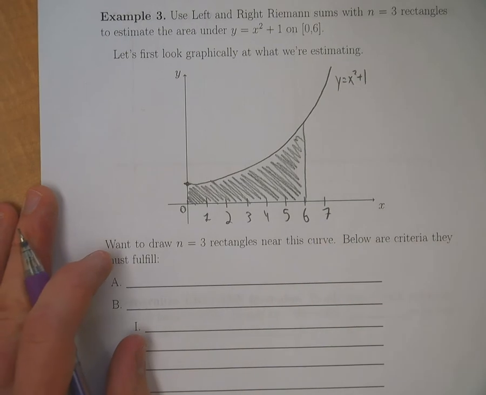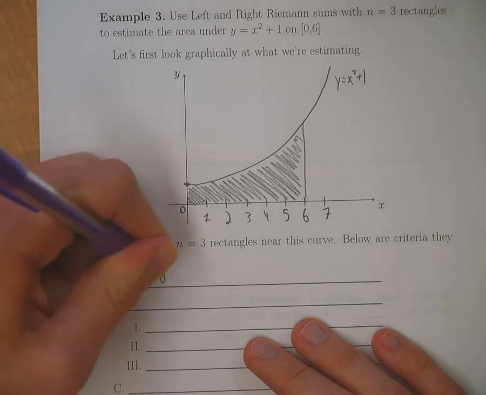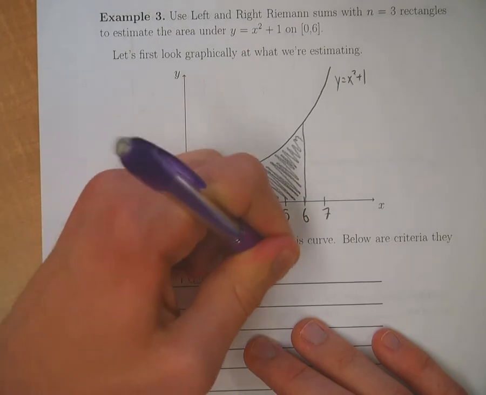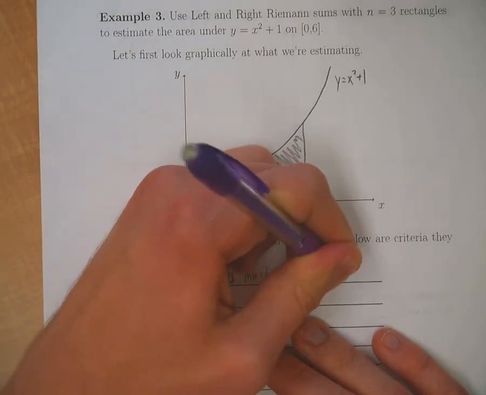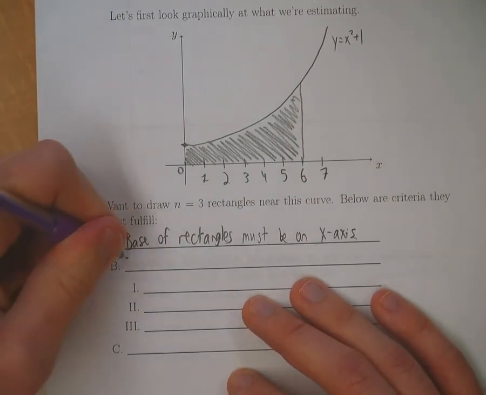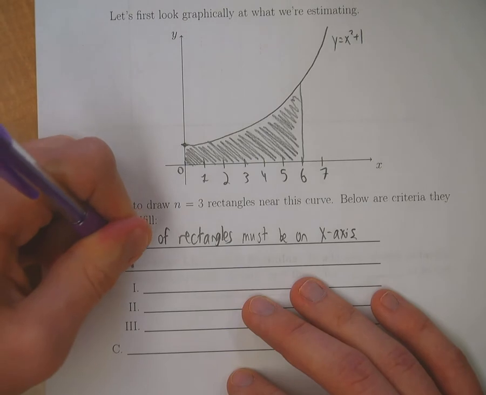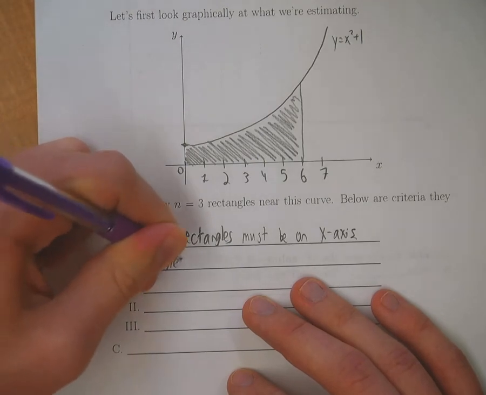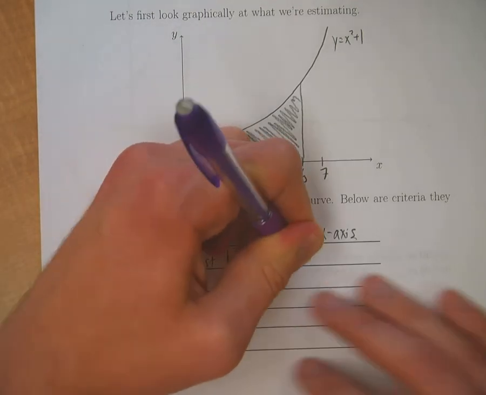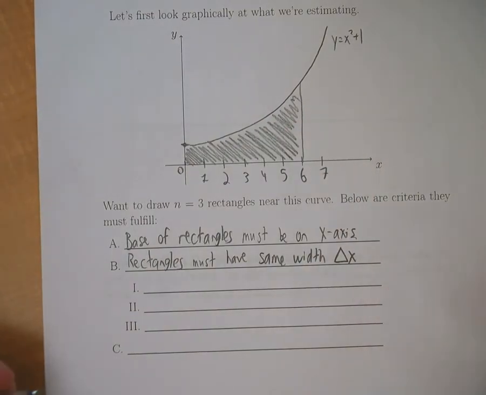So here are the criteria they have to fulfill. The big thing is that the base of rectangles must be on the x-axis. So that's the first thing. The second thing is that you have to focus on the width of each rectangle. Rectangles must have the same width delta x. Now you might think, all right, well, what does that mean?